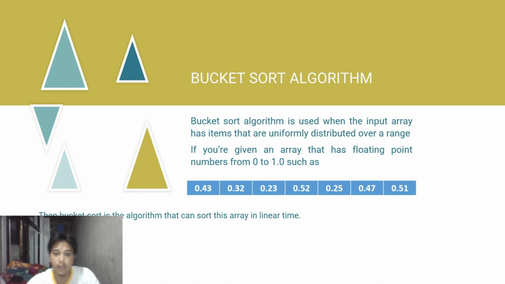So bucket sort algorithm is used when the input array has items that are uniformly distributed over a range. If you are given an array that has floating point numbers from 0 to 1.0, such as what you see on the screen, 0.43 and so on, then bucket sort is the algorithm that can sort this array in linear time.